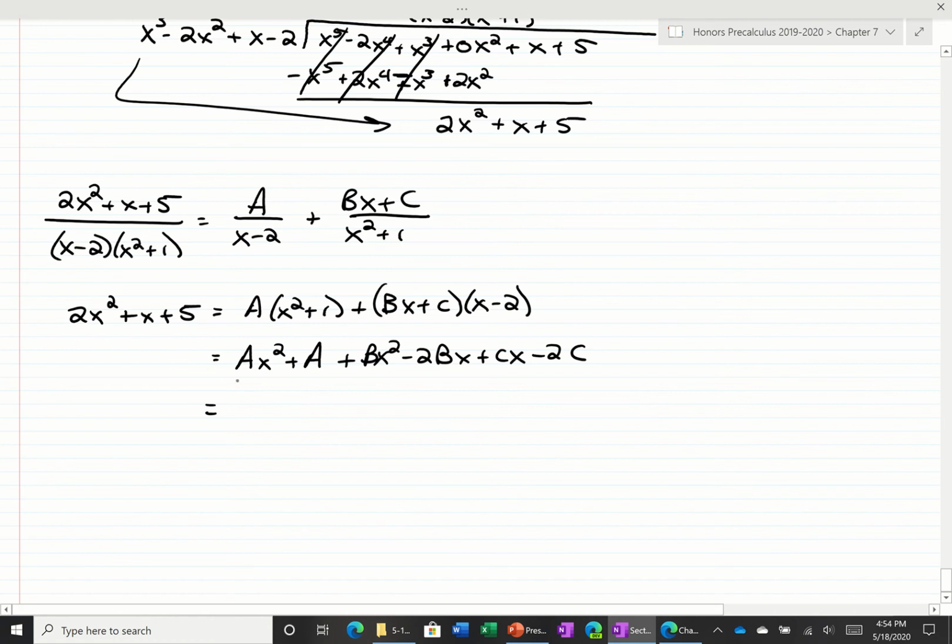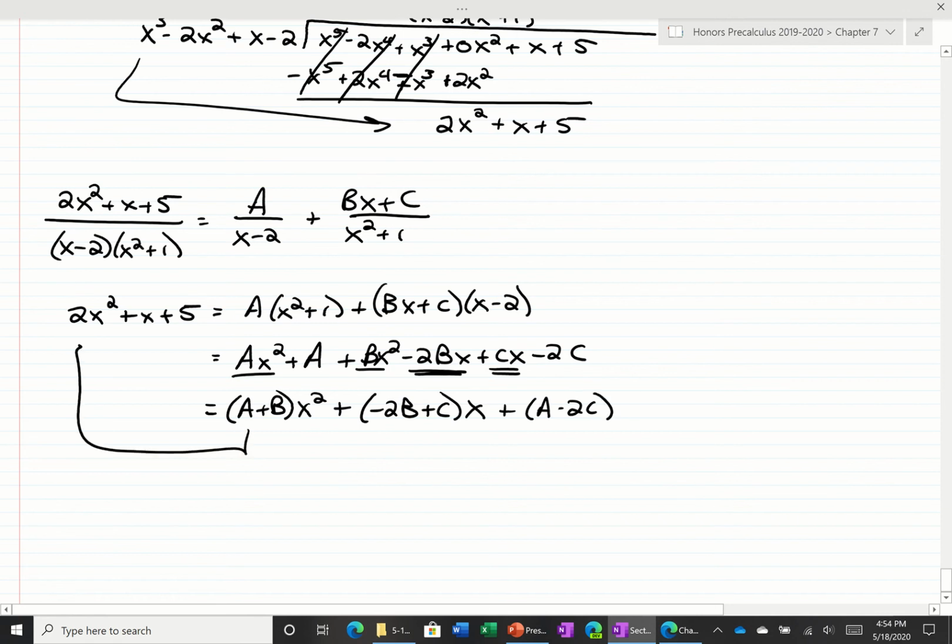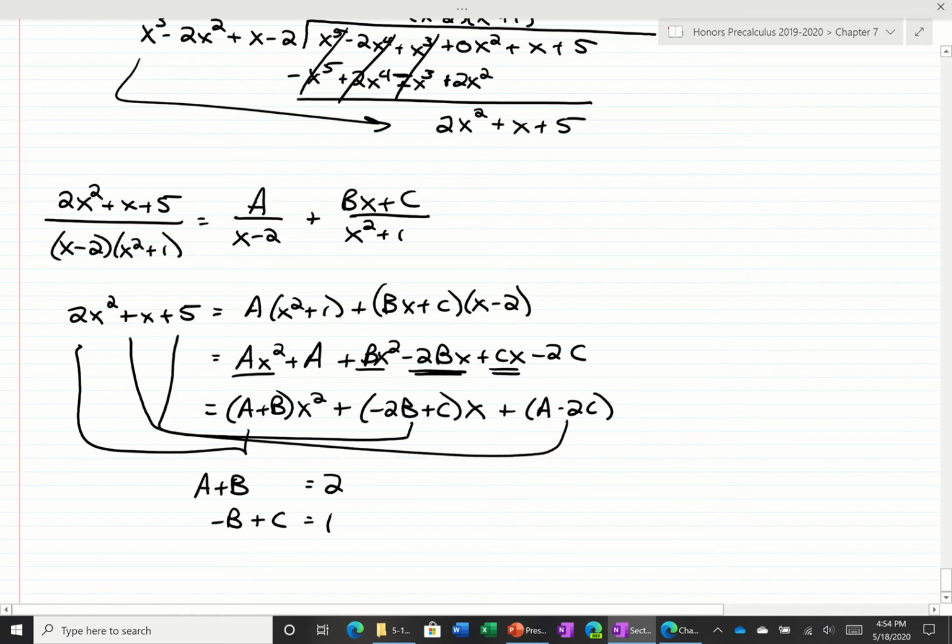We'll group our similar terms together. We have negative 2bx and a cx. And then we have our constants. So the total number of x squareds equals 2. Total number of x's equals 1. And our constants equal 5.